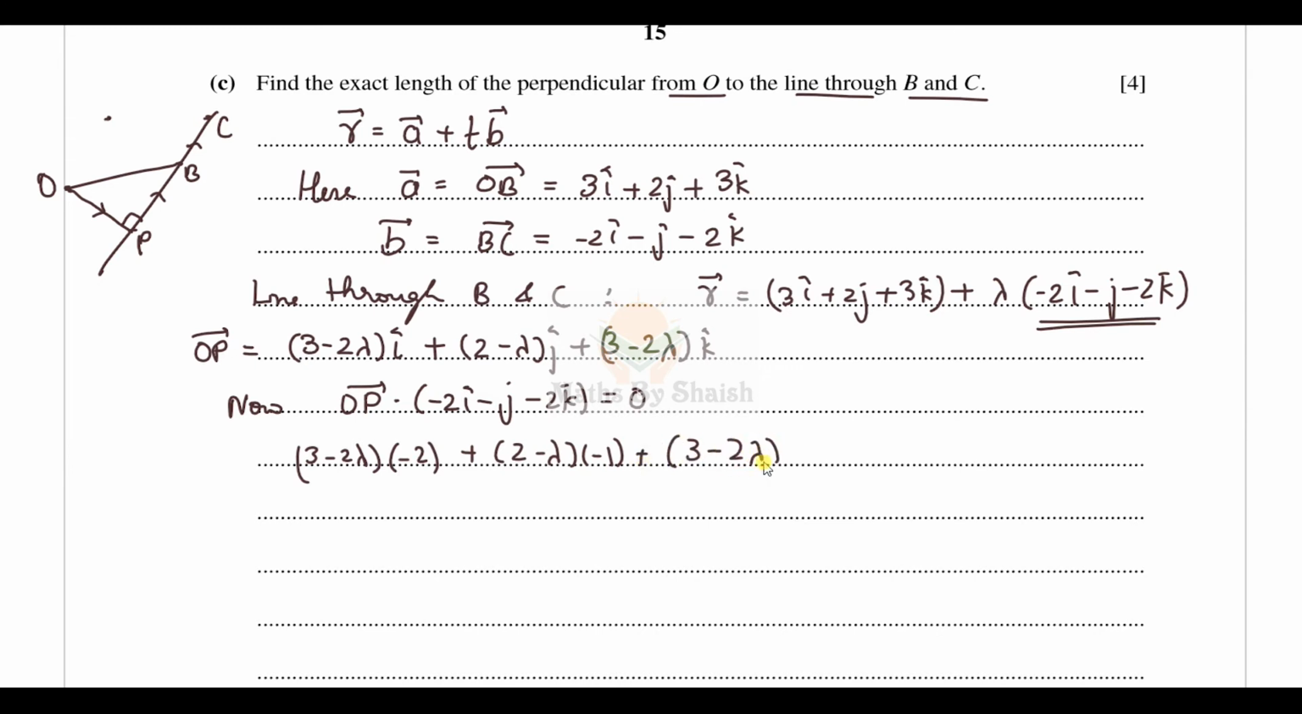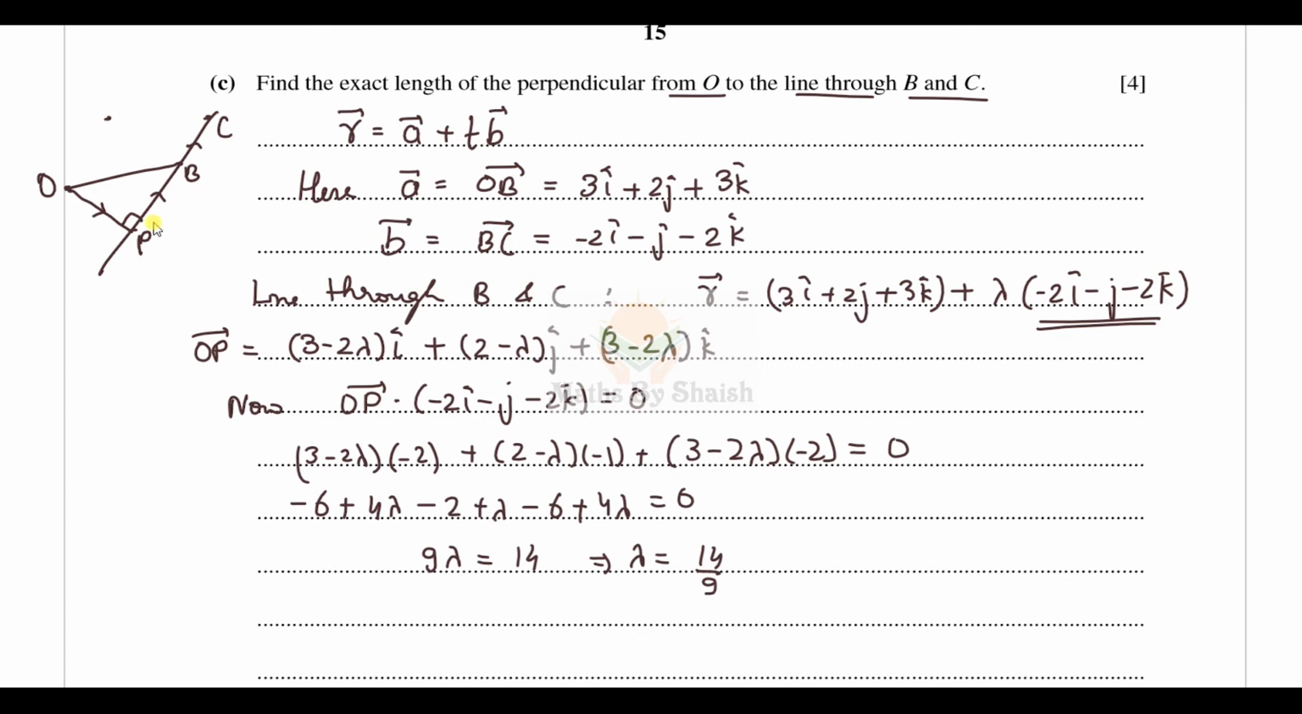So let's simplify. It is minus 6 plus 4 lambda, plus minus 2 plus lambda, minus 6 plus 4 lambda, is equal to 0. So here it is 4 lambda, 4 lambda, that is 9 lambda is equal to minus 6 minus 2 minus 6, that is minus 14. To the other side it will become plus 14. So lambda we got as 14/9.